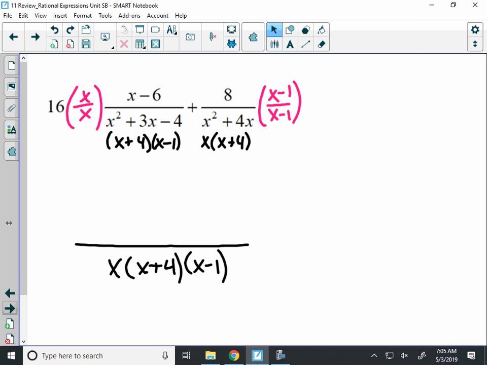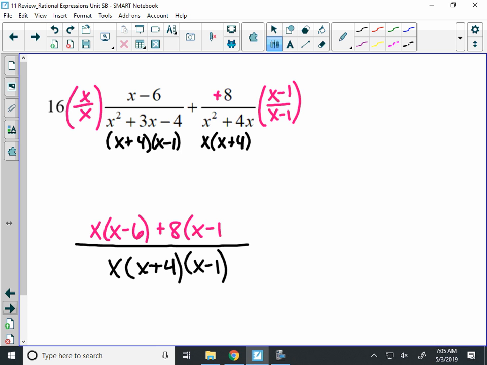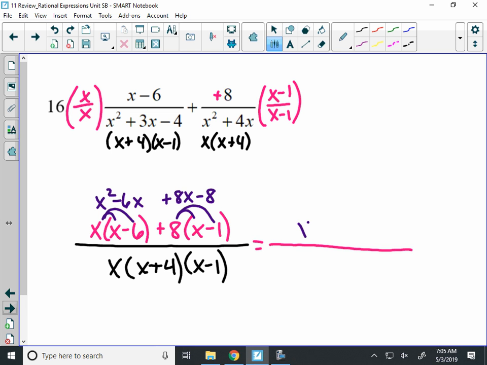So when I rewrite this here, I'm going to write it out the long way like I usually do. The left side I have x times x minus 6. Then here I have a positive 8 this time, which makes it a little easier. Positive 8 times x minus 1. Again, don't cancel anything yet. You have to distribute and simplify and then factor again. So when I distribute the x, that gives me x squared minus 6x plus 8x minus 8. When I collect like terms, that'll give me x squared plus 2x minus 8.